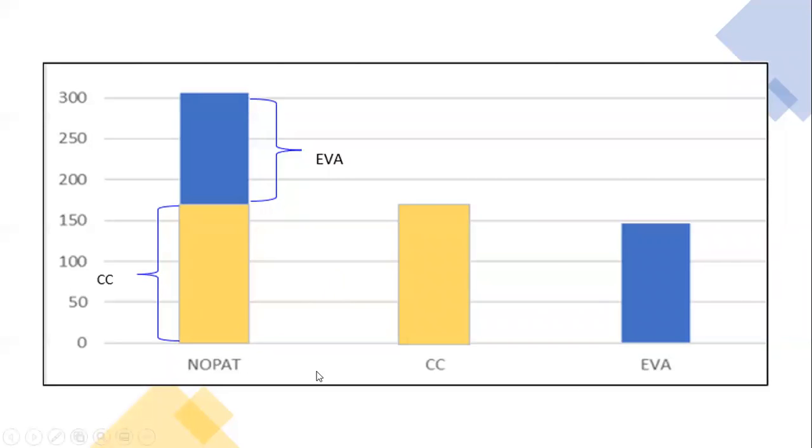So if the NOPAT is greater than the cost of capital or capital charge, then there will be a positive EVA. A positive EVA is a company where the NOPAT is greater than the capital charge, and it is said to be a wealth creator. But if the capital charge is greater than the NOPAT, then it will be called a wealth destroyer, because the company is not able to generate profit to meet its cost of financing. But we have to remember that NOPAT is not a cash flow, it's an adjusted profit.